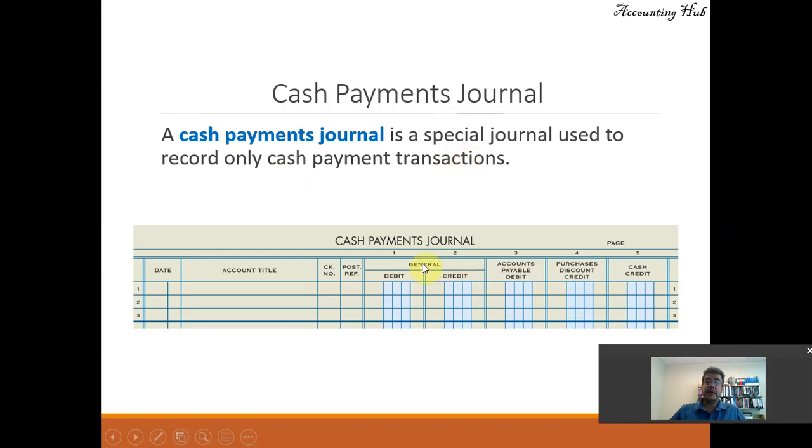So, general debit or credit for the account title. We will be looking at it better in Excel. Accounts payable, if we are paying accounts payable. Purchase discount, if we have it, they are credit accounts. And cash credit to balance our journal entry. So to balance our cash payments journal.